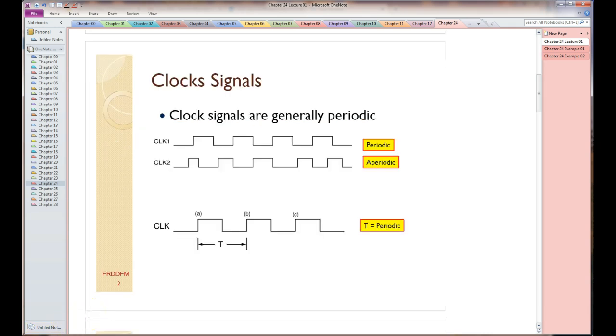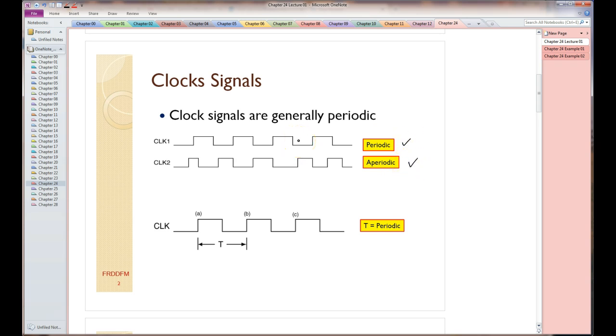Clock signals are extremely important in digital design. Most designs have some type of clock in them, not all designs, but most meaningful designs. There is an area of digital design that's asynchronous digital design, which is a whole another science that we don't go into. But there's two types of clock signals out there. There's periodic clock signals and there's aperiodic.